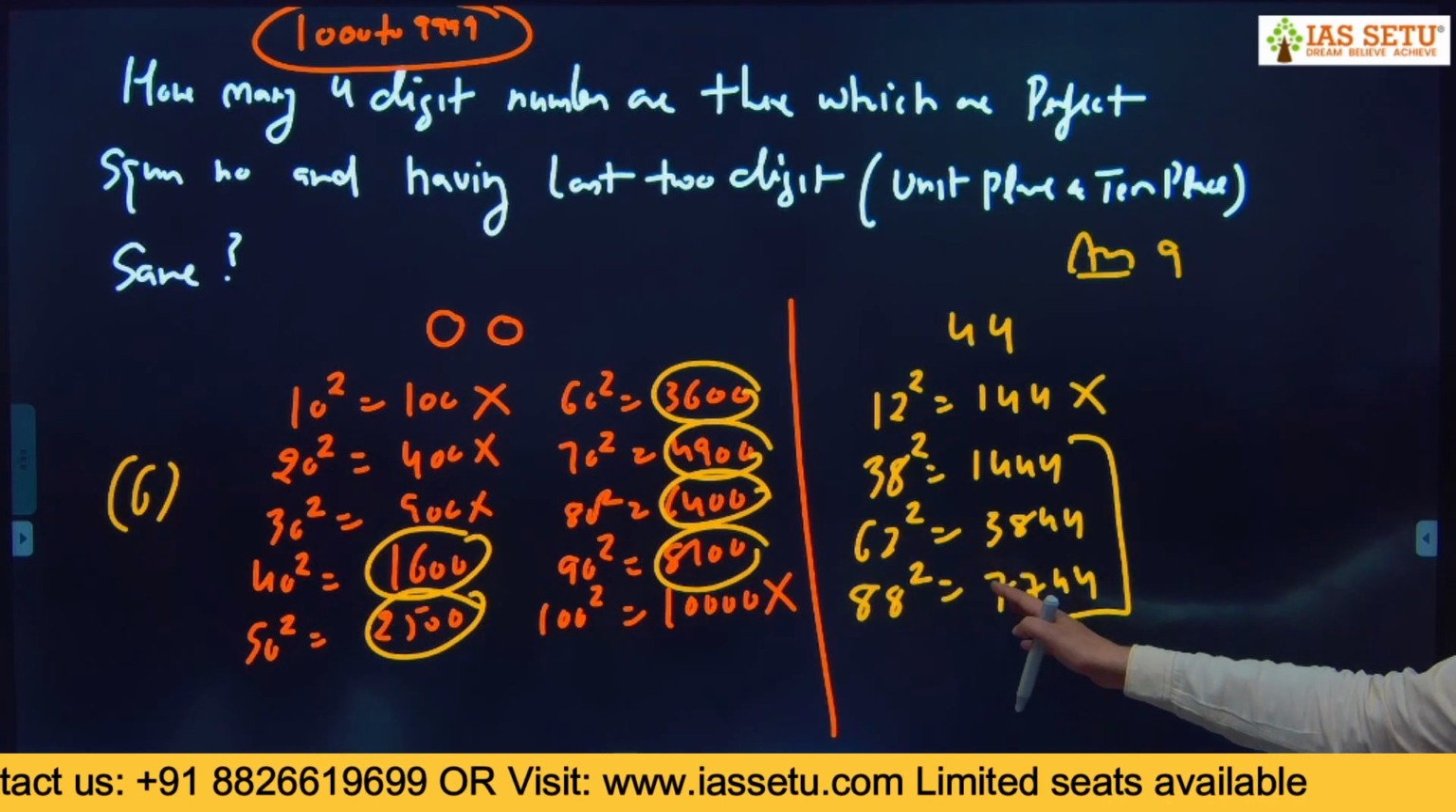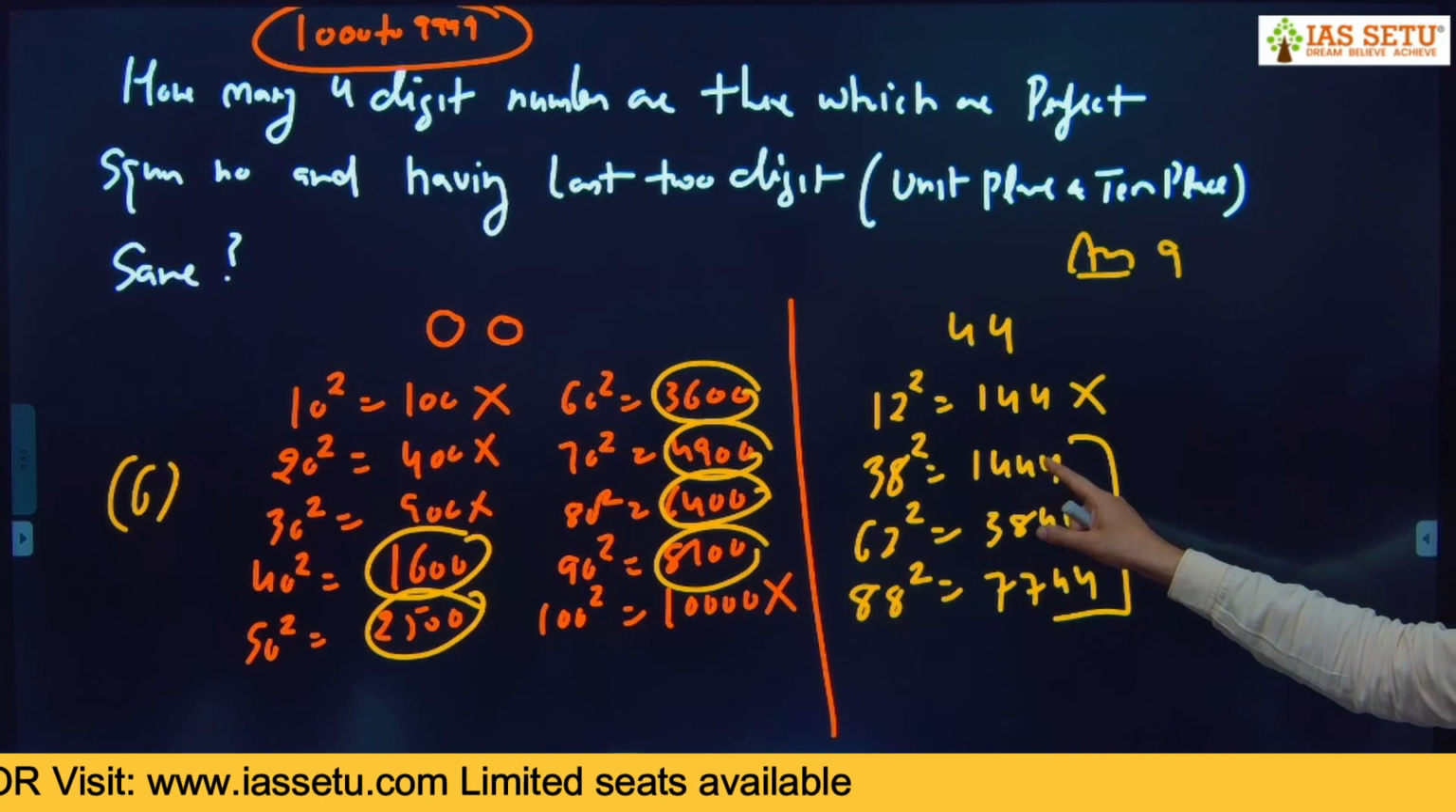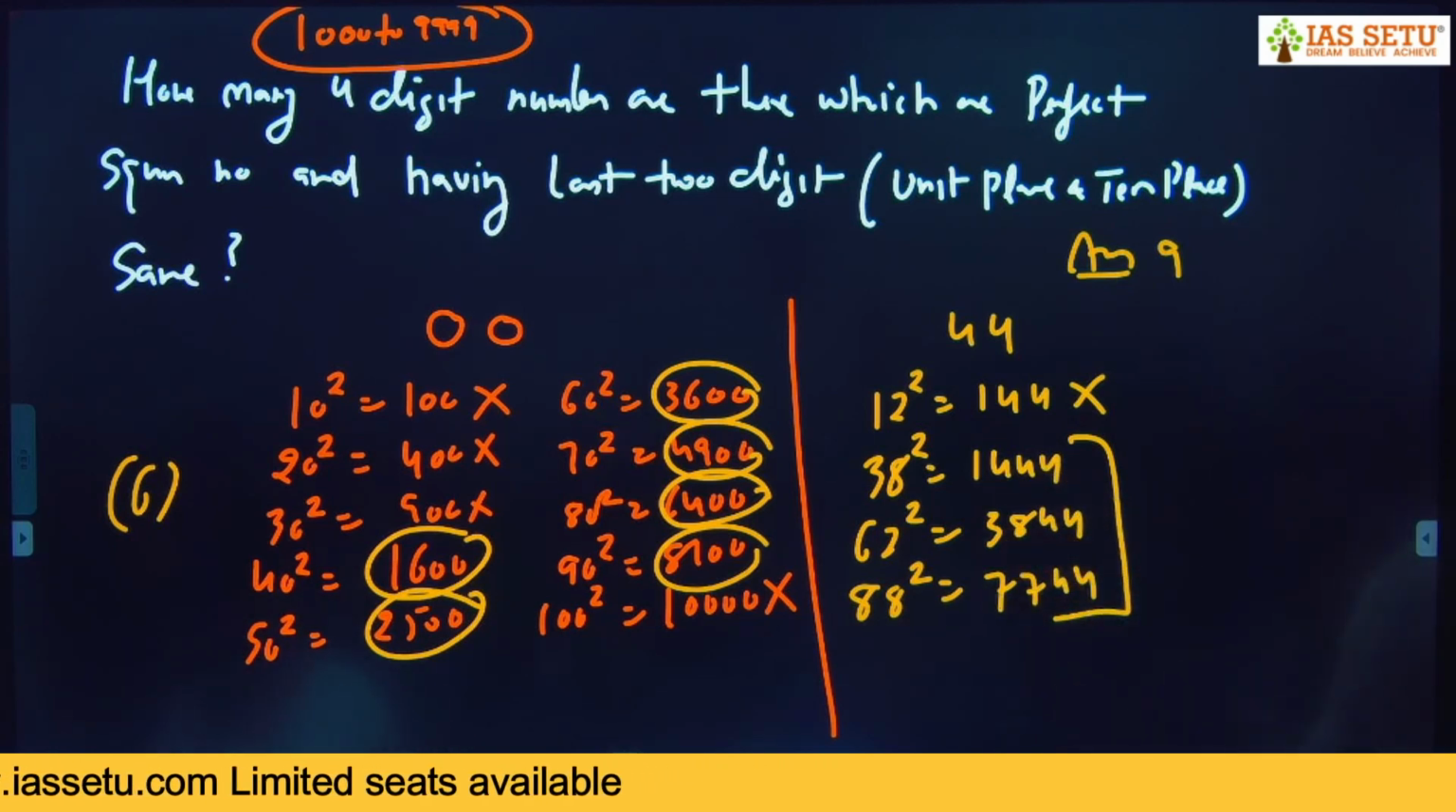You have to check. ऐसा नहीं कि बिल्कुल रटना है. You have to take multiples of 10 and 12, 38, 62, 88. These are 2 observations. There are only 2 possibilities, या 00 आएगा या 44 आएगा. No other number is possible if the last 2 digits are the same.